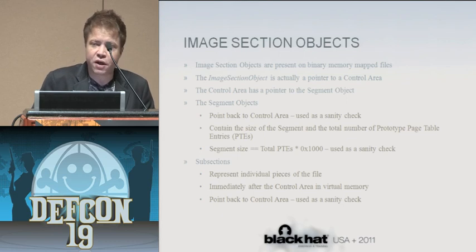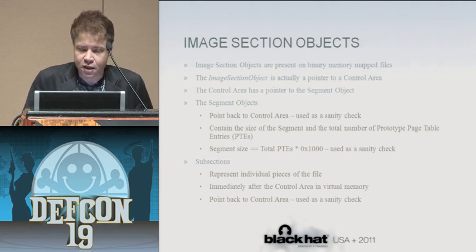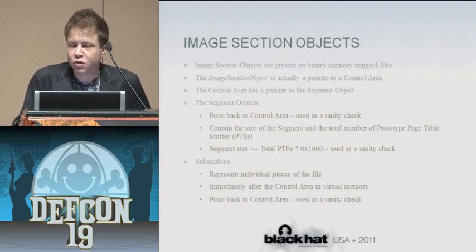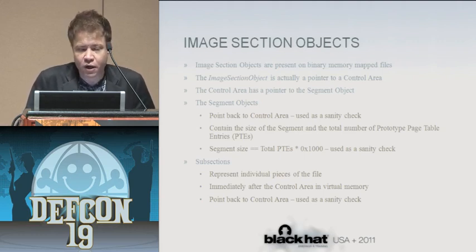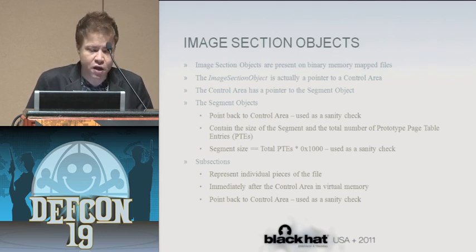But this pointer, this image section object thing, is not actually a pointer to a structure called image section object. That doesn't exist. It's actually a pointer to a control area, so yet another control area. That control area will have a pointer to what's called a segment object. This segment object can be used for sanity checking, like if you were just scanning through memory, you may find some artifacts that are no longer in use that aren't actually usable. If you try to parse them in certain code, you probably crash. So we'll use this for sanity checking.